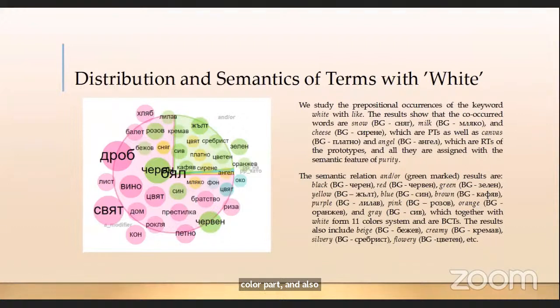The prototype terms also include canvas and angel, and also rival terms, which express purity. The semantic relations "and" and "or" are also very important. These are the synonymic and hierarchical relations, and they give as a result black, red, green, etc. These are 11 color system terms, which means that the Bulgarian language has 11 color system terms. All of them are basic color terms.